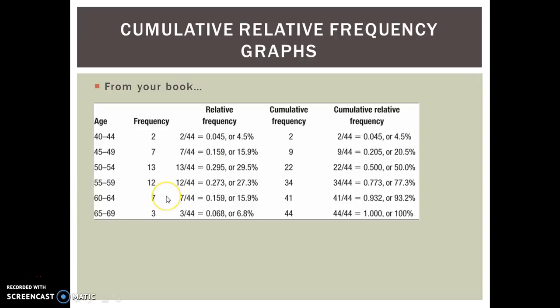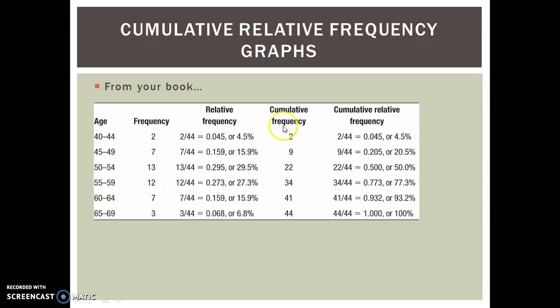Okay? So, that is the frequency. So the relative frequency is how often it happened. So I would do 2 out of the 44 presidents, which means 4.5%. Cumulative frequency, because this is my lowest group, is still a 2. Same thing. Now we get to the second group, the 45 to 49. I had 7 presidents there. So 7 out of 44 is 15.9%.